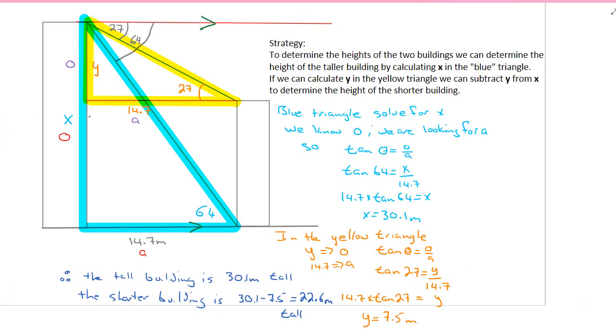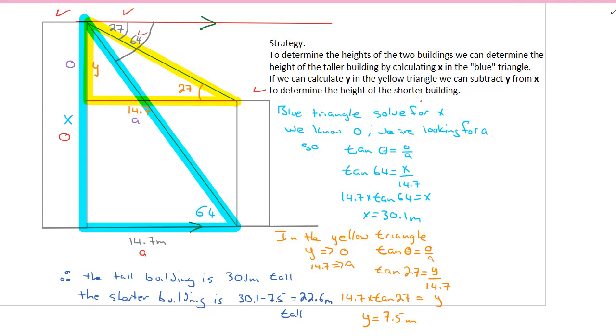In this question, we have two buildings. We have a taller building and we have a shorter building. And from the top of the tall building looking down, we're told that the angle of depression to the top of the shorter building is 27 degrees. We're also told that the angle of depression from the top of the taller building to the bottom of the smaller building is 64 degrees. In this question, we're asked to determine the height of the two buildings.